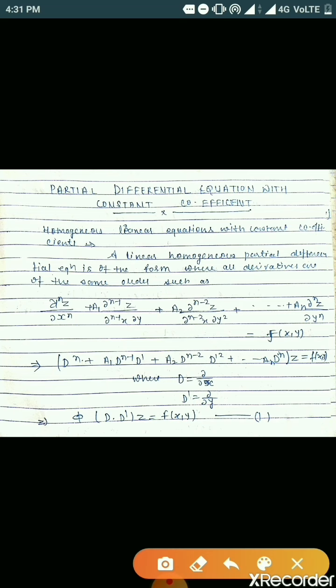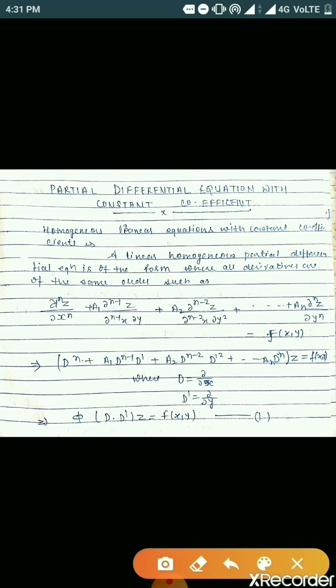So a homogeneous linear equation with constant coefficient is defined as a linear homogeneous partial differential equation of the form where all derivatives are of the same order, such as del n z by del x n plus a1 del n z by del n minus 1 x del y, plus a2 del n z by del n minus 2 x del y squared, plus up to an del n z by del y n equal to f(x, y). This implies we can write del z by del x as D.